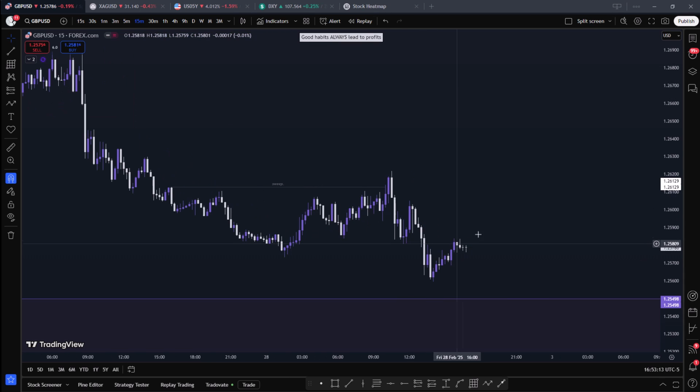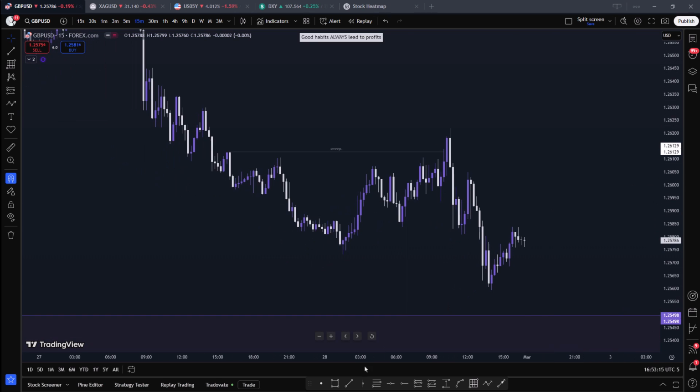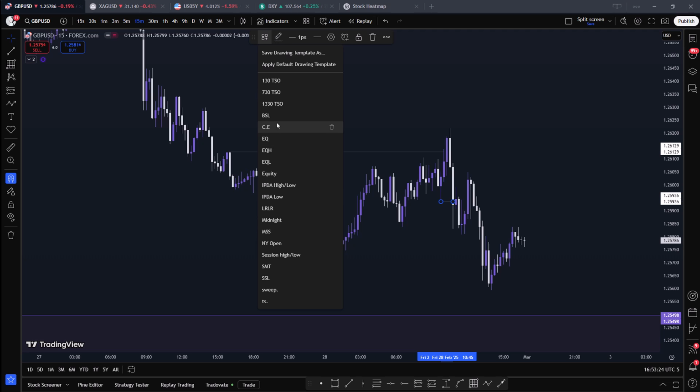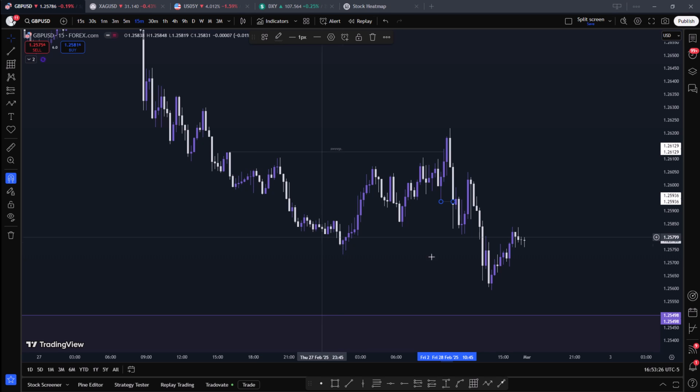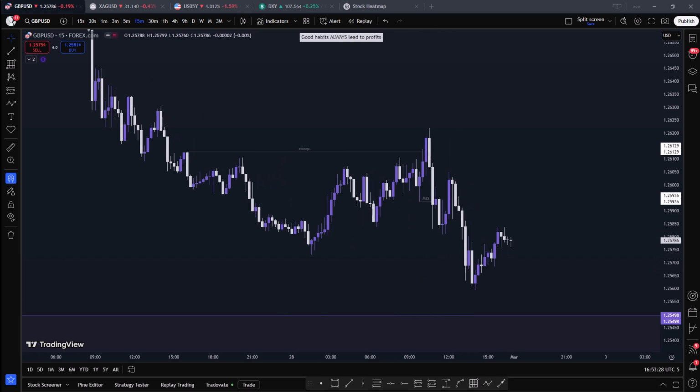We displaced lower, having a market structure shift right there when we broke below this low and had a candle close below that low. That became our market structure shift. Let's mark that out as well, since we're labeling things today. Next up, we have a fair value gap right there. And we have our breaker right there. Let's make the breaker a little bit more visible.